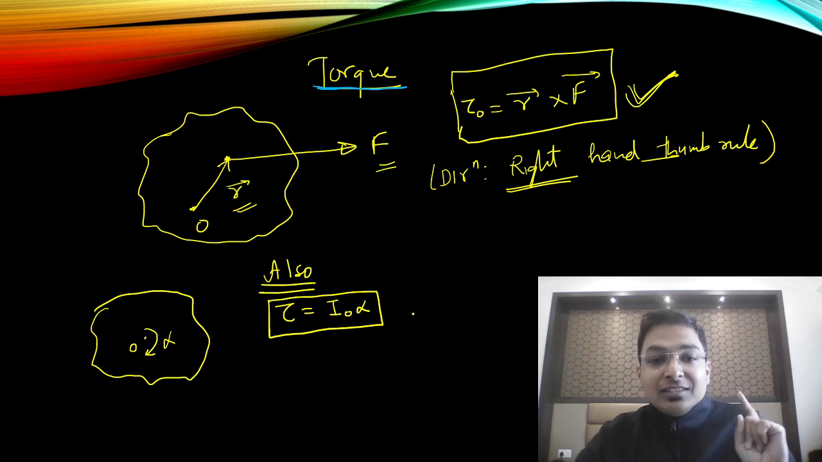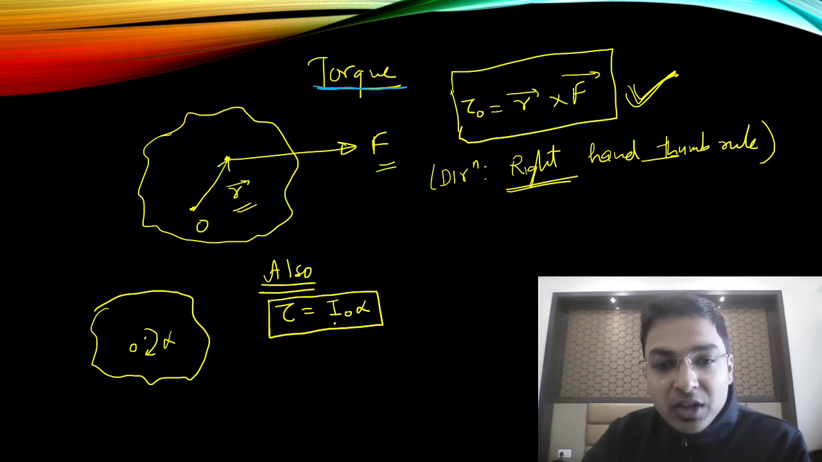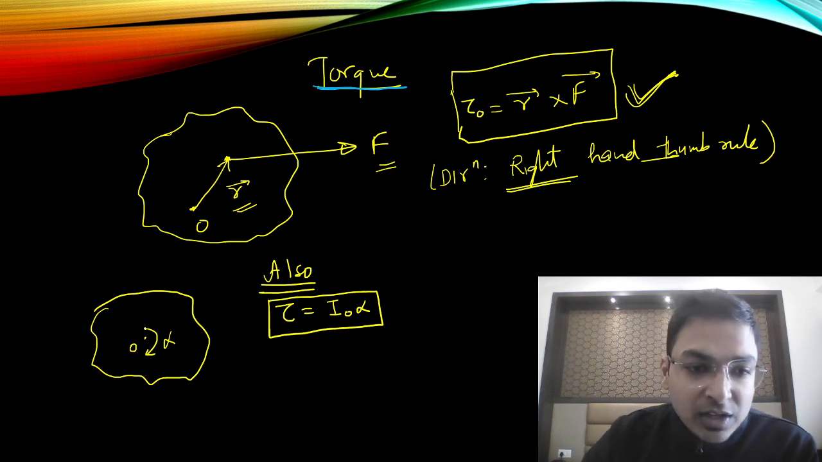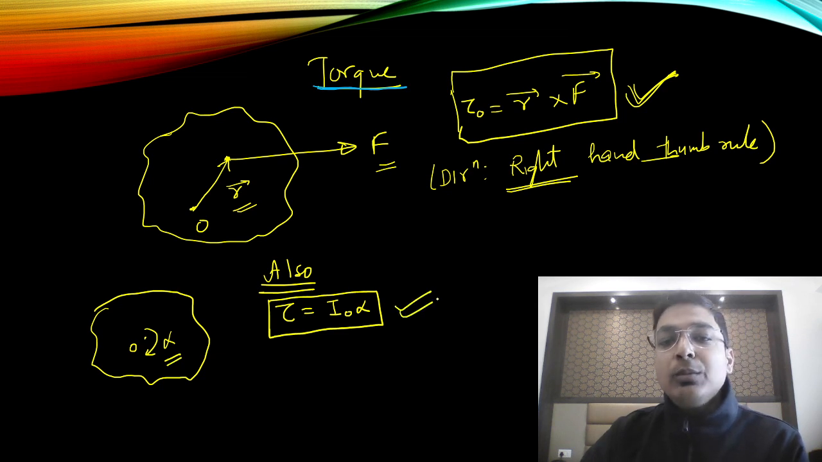This is another important formula. Like you have F equals ma, so you have torque equal to I into alpha. If the body is rotating about O with angular acceleration alpha, then torque is I about O into alpha.